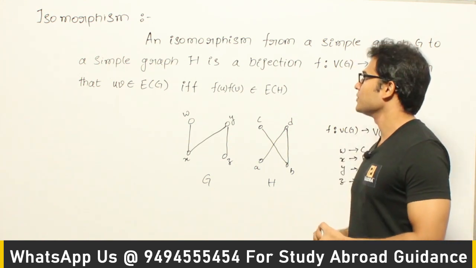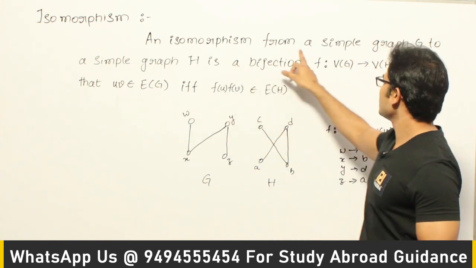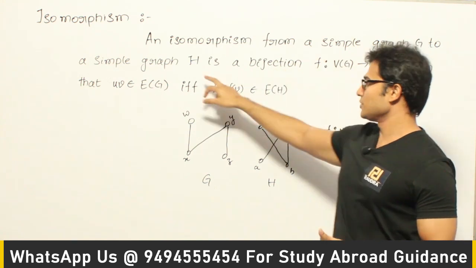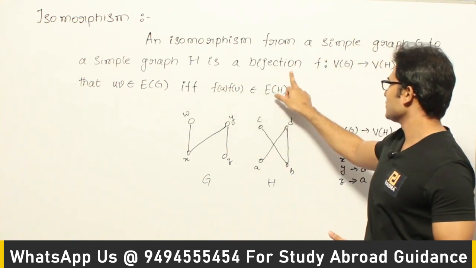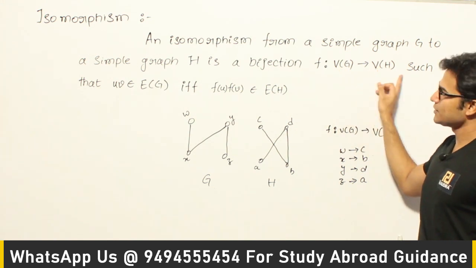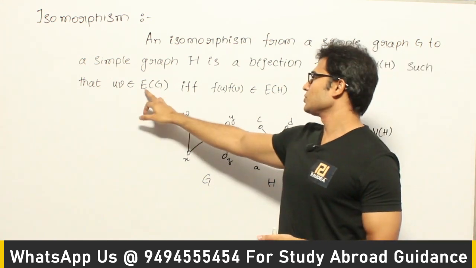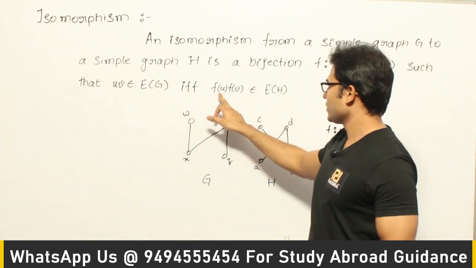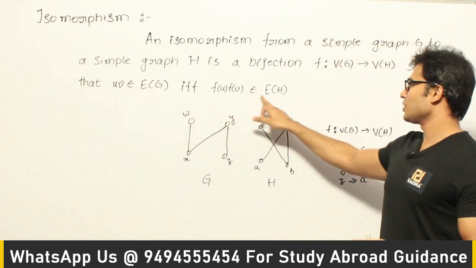So what is meant by isomorphism is, an isomorphism from a simple graph G to a simple graph H is a bijection f from the vertices of G to the vertices of H such that uv belongs to E of G if and only if f of u and f of v belongs to E of H.